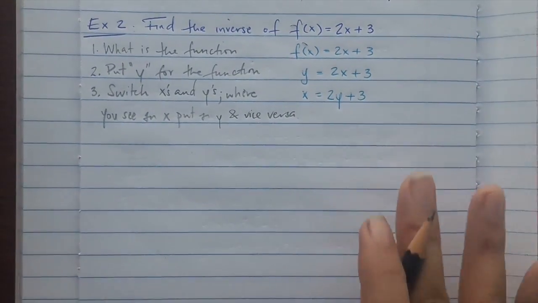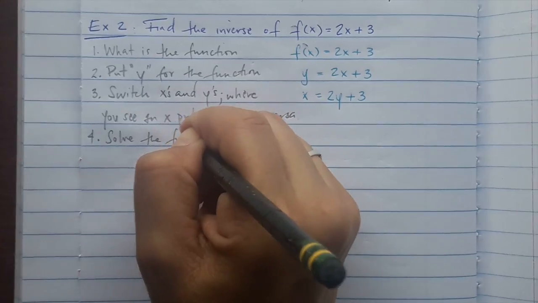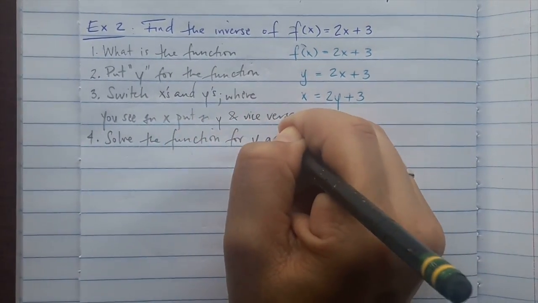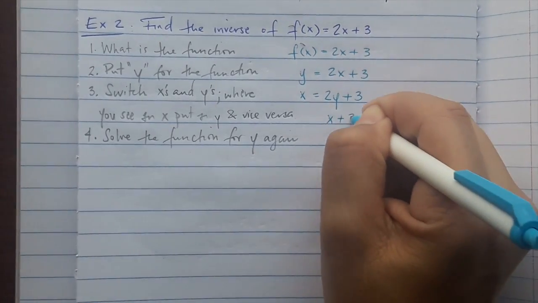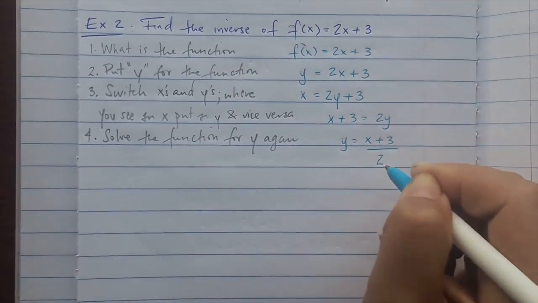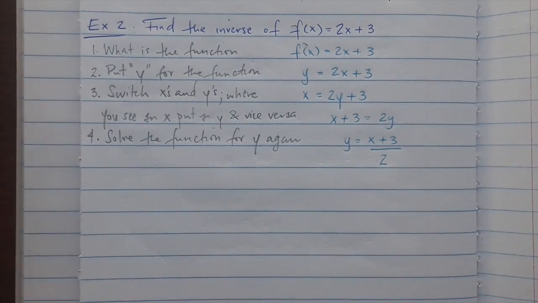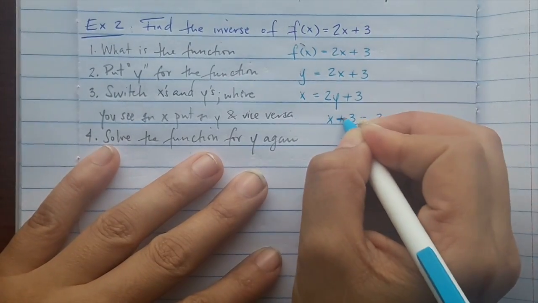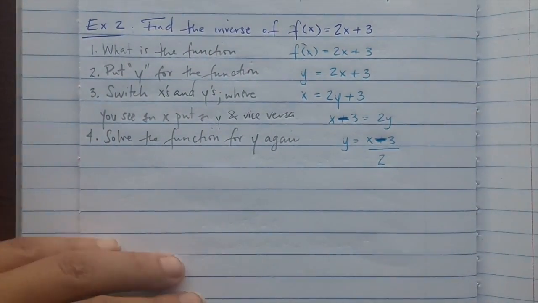And then finally, step 4, you're going to solve the function for y again. So I'm going to make a mistake in my notes, but you just do what I'm saying versus what I'm writing. So I'm going to subtract 3, so it's going to be x minus 3 equals 2y. Then I'm going to divide by 2, so x minus 3 over 2. I obviously come back and fix it, but let's see if you were listening. Alright, and that's pretty much it.